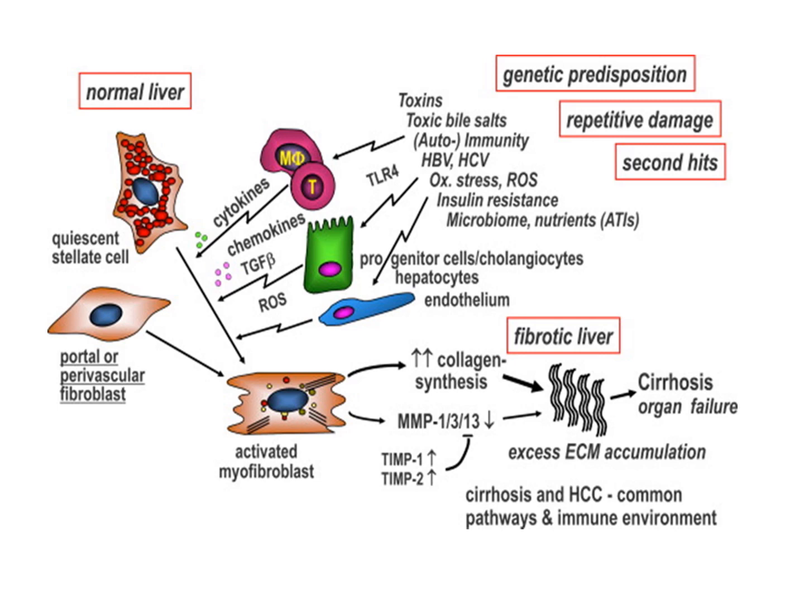convert the portal or perivascular fibroblasts to activated myofibroblasts. These activated myofibroblasts will release large amounts of collagen. This collagen will be accumulated between the hepatocytes and cirrhotic liver will occur.